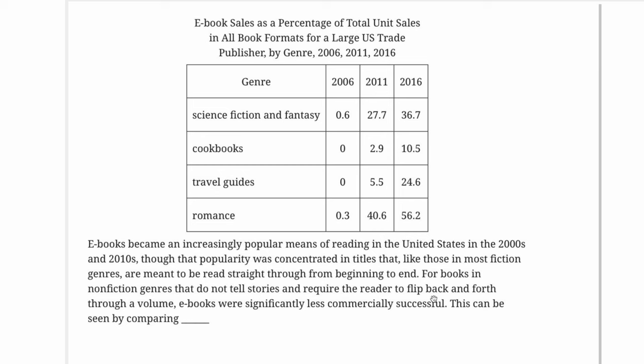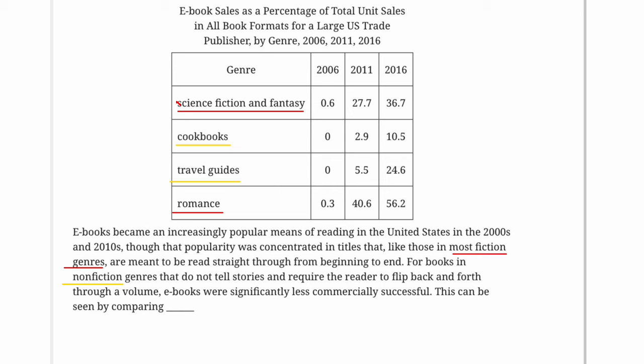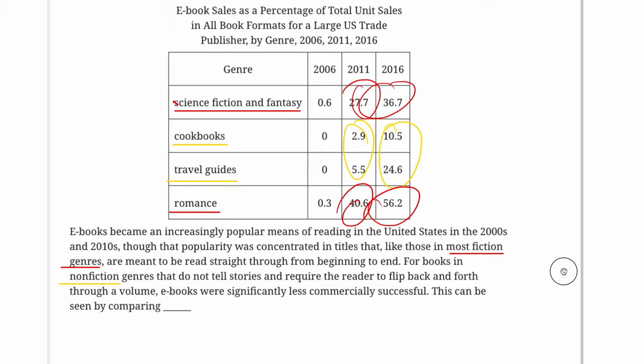commercially successful. Okay, so what we've got here are two different groupings. So fiction, and that would include romance and science fiction and fantasy, versus cookbooks and travel guides, which would be nonfiction. And so what they're saying here is that these were less commercially successful. And I'm going to say that 2006 is not going to be where we'd want to focus, because there's just not a big contrast one way or the other. Whereas if we look at those two versus those two, that's a pretty big difference. And this is also a fairly large difference as well. So we don't want to be looking at 2006.